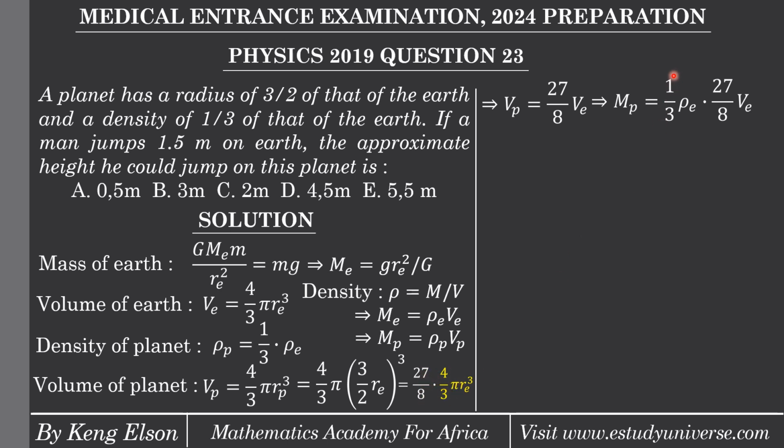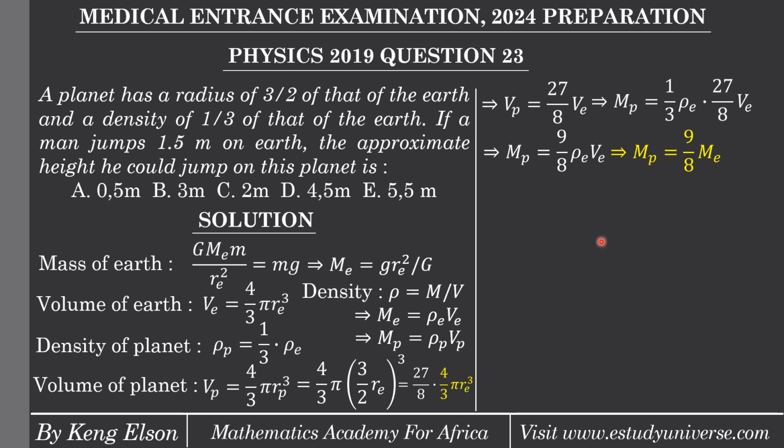So what we have here is the density of the planet in terms of the density of the earth. Here is the volume of the planet in terms of the volume of the earth. 27 divided by 3 is 9, so we are going to have 9 divided by 8 times the density of the earth times the volume of the earth. But the density of the earth times the volume of the earth is the mass of the earth, as we saw earlier. So we have written the mass of the planet in terms of the mass of the earth.